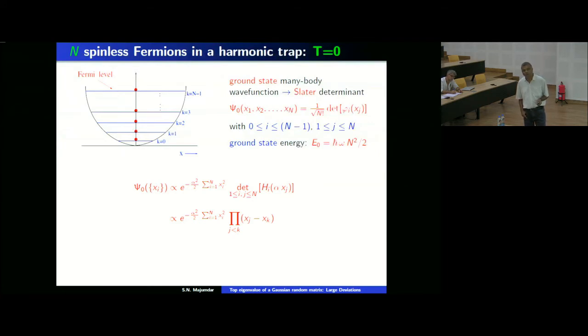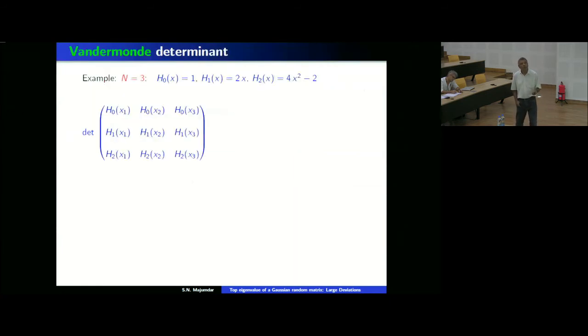I'll show you an example in a minute. And you can show that this is just a product of xj minus xk, j less than k. So how do I show this? Just to give you one example. Okay? So let's take n equal to 3. So I have a 3 by 3 matrix.